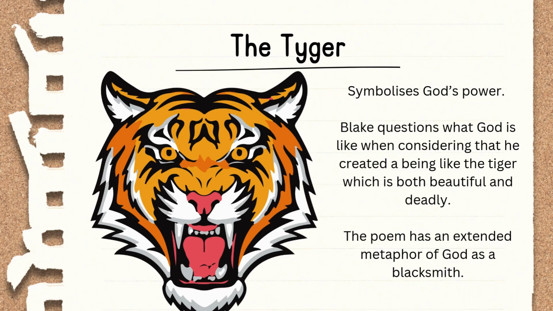So Blake is speaking to the tiger in this poem, which is a technique called apostrophe. Apostrophe is when a speaker addresses something that can't respond. And Blake is questioning what kind of God could create something as beautiful but also as fearsome and deadly as a tiger. And in this poem, we also have an extended metaphor of God as a blacksmith, of something that forged this tiger from the flames.